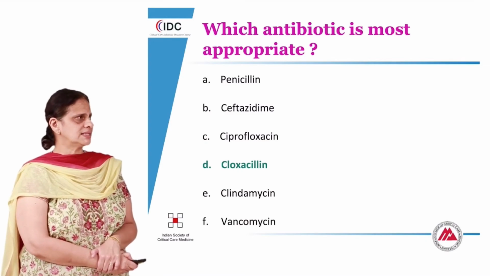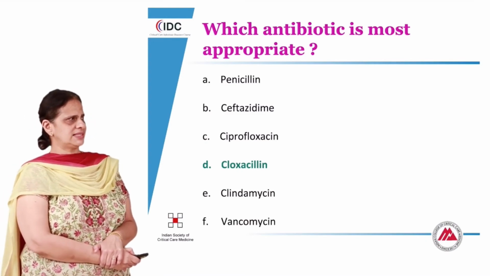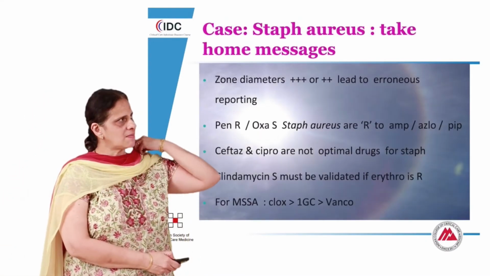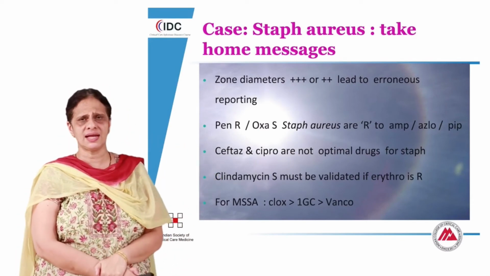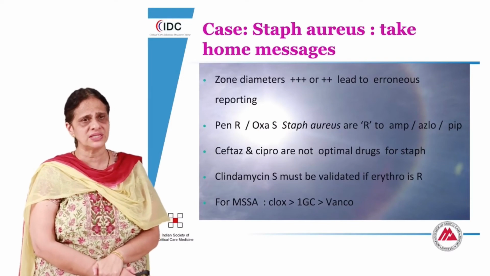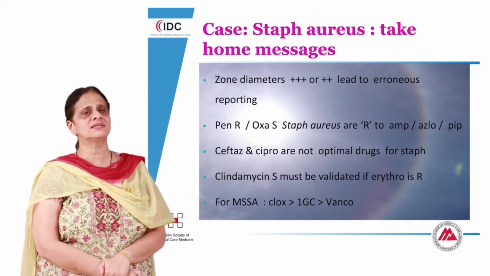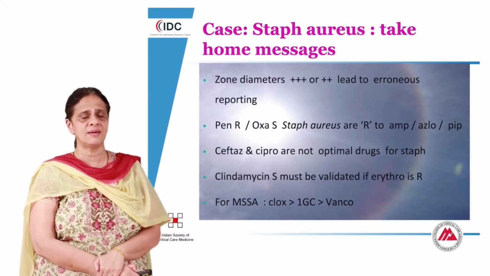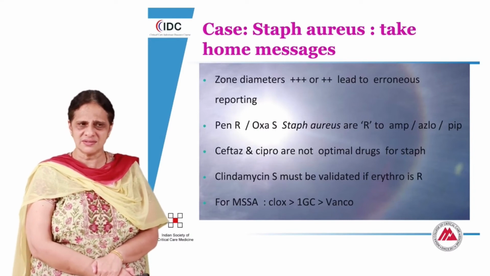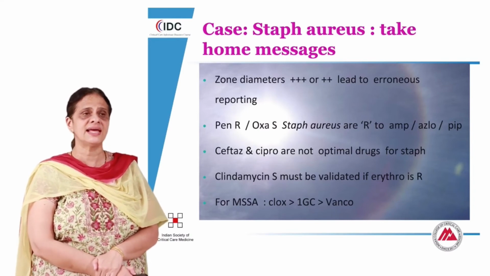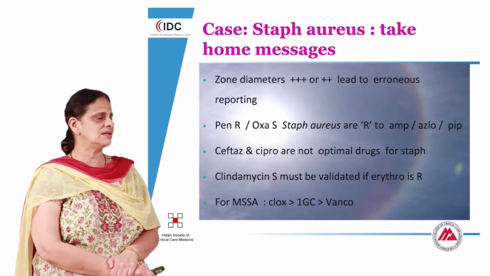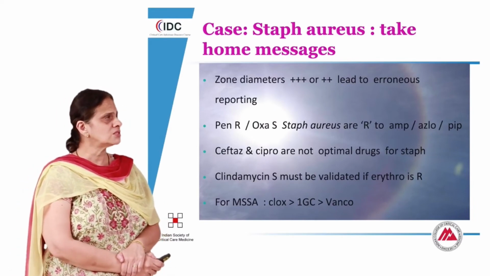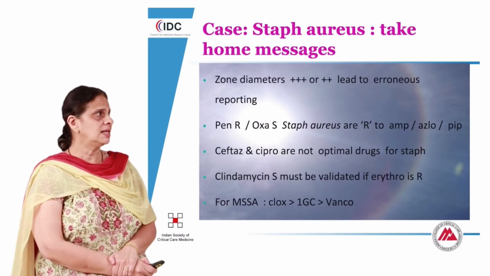So in this situation, Clox is actually the best drug. If I were to sum up on Staph aureus zone diameters, please remember when you see an antibiogram and the report reads 3 plus, 2 plus, it's something that you need to get back to the lab and say, look, I don't know what these 3 pluses and 2 pluses mean, unless they have been pitched in with interpretive criteria. So they lead to erroneous reporting.